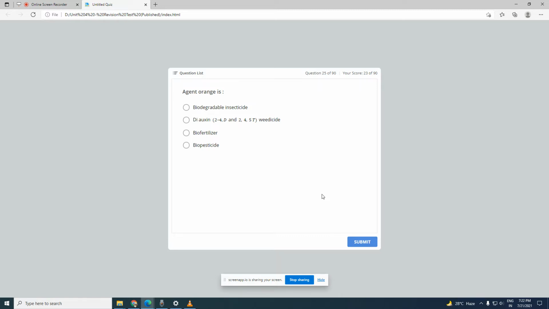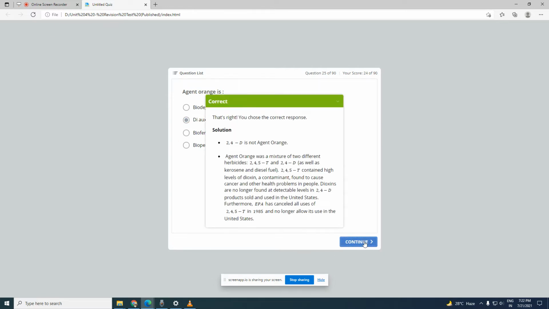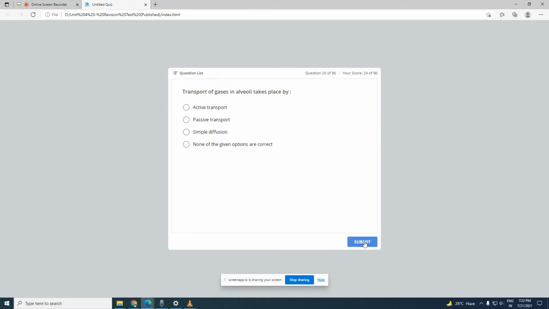So the right answer for the question number 25 is dioxin. So dioxin kind of we decide. 26. Transport of gases in alveoli takes place by active transport, passive transport, simple diffusion, or none of the given options are right.